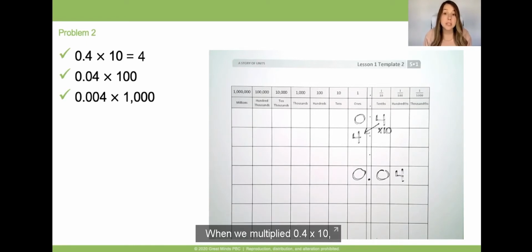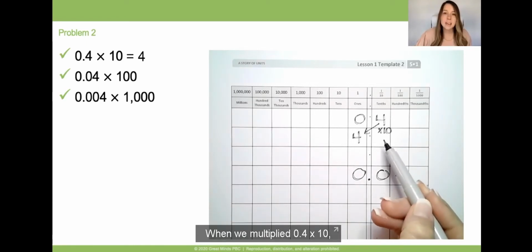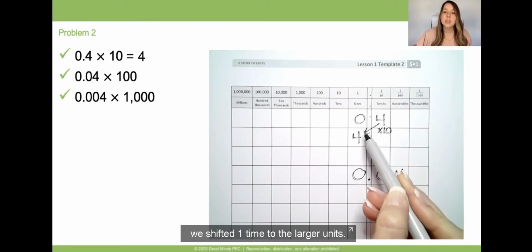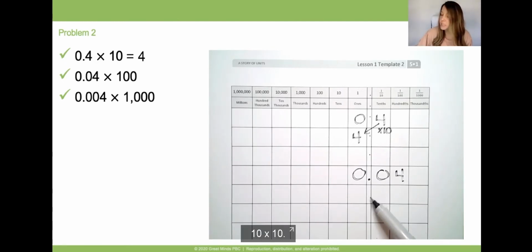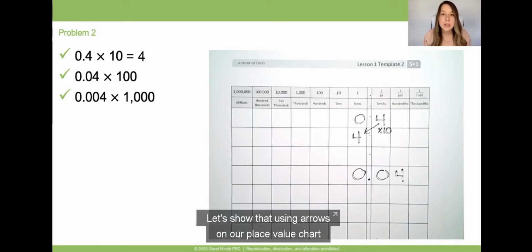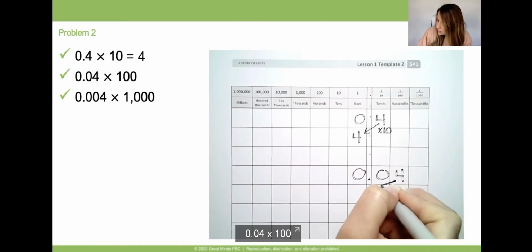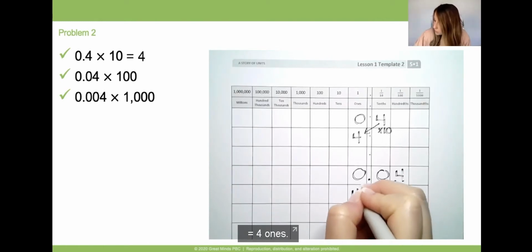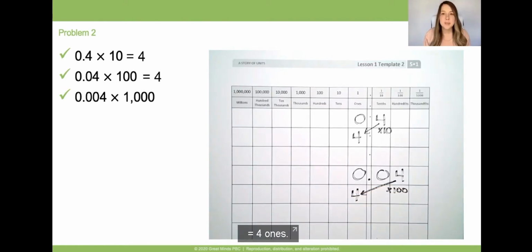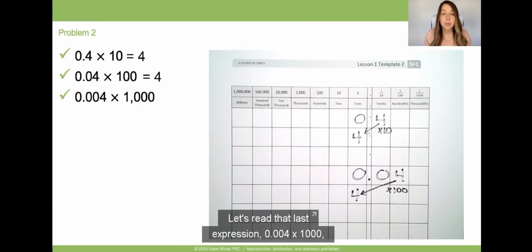When we multiplied 4/10 times 10, we shifted 1 time to the larger units. When we multiply by 100, we're going to shift 2 times, because 100 is essentially 10 times 10. Let's show that using arrows on our place value chart. 4/100 times 100 equals 4 ones. Let's read that last expression.